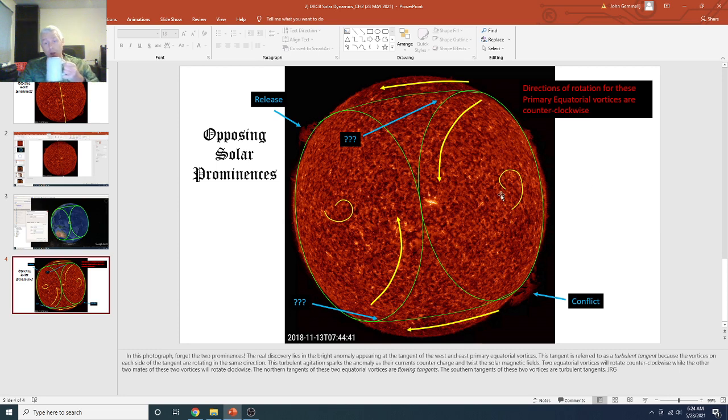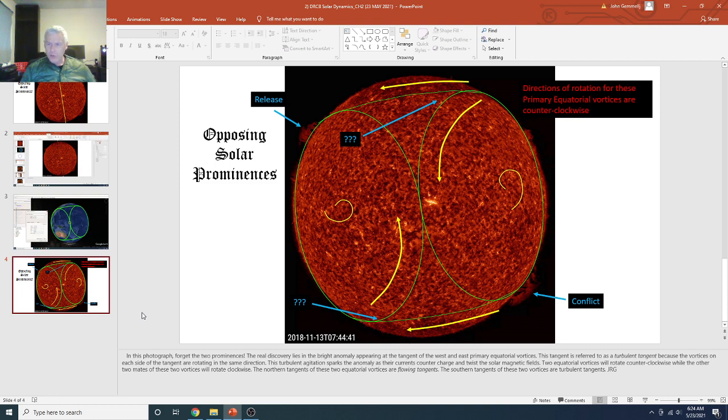All right, I outlined the spiral density puzzle zones of each of these to determine the direction of their rotation. And down here in my notes, in this photograph, forget the two prominences, because at this time I'm just like, forget those guys. This is better, what I have. The real discovery lies in the bright anomaly appearing at the tangent of the west and east primary equatorial vortices.